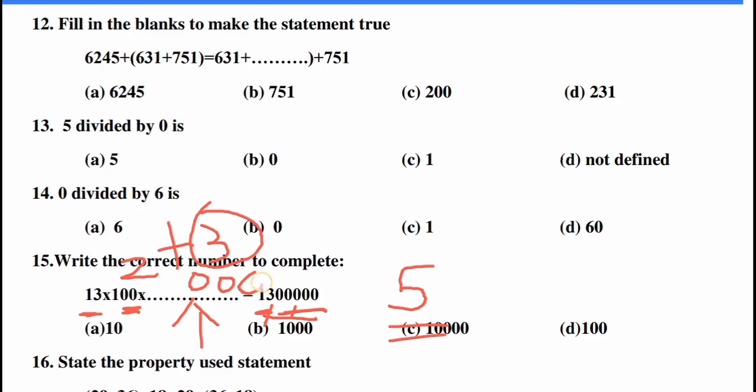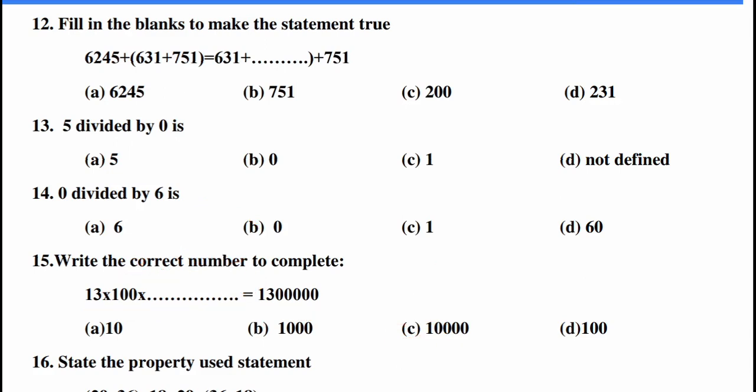But in multiplication we have to write in thousand form. Right? So here our answer is 1000. Just you have to count the zeros here. Then you have to make the same zeros over here also on the opposite side. And answer is 1000.